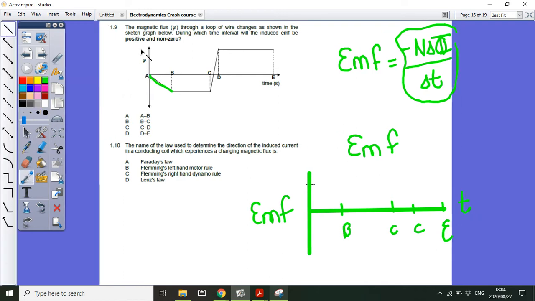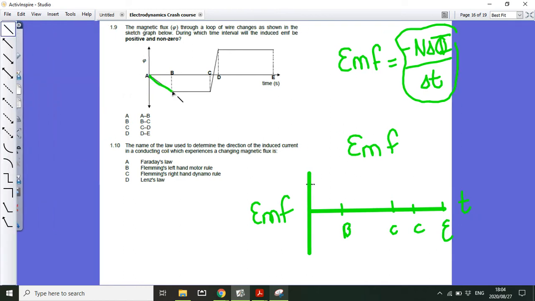Now here we said the flux is decreasing, so that means the gradient of this flux graph is negative and constant. Constant because it's a straight line. The flux is decreasing, but the gradient is not decreasing. The gradient is constant. Straight line has a constant gradient. So I'm not going to draw a negative line here because of the negative there in the equation. It's going to be a positive line there. Constant. Sketch graph, so you don't need values.